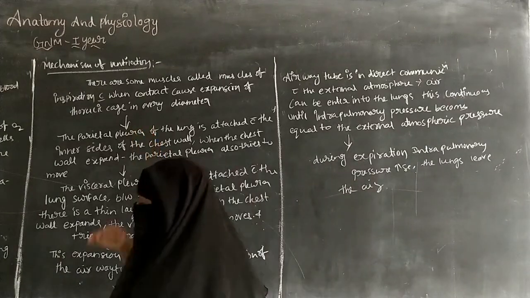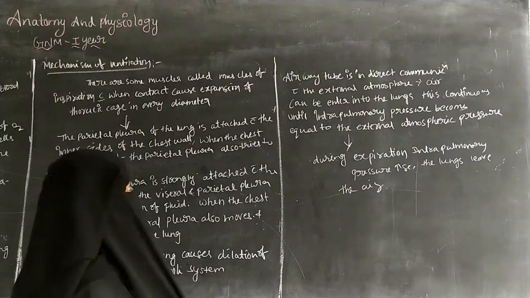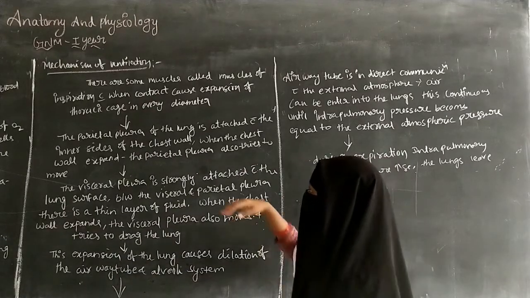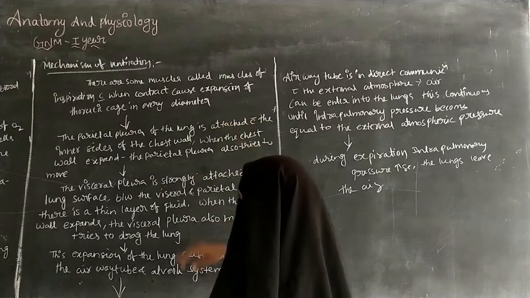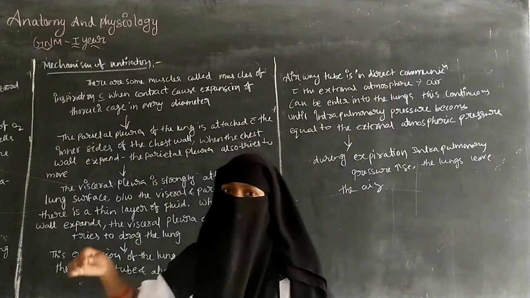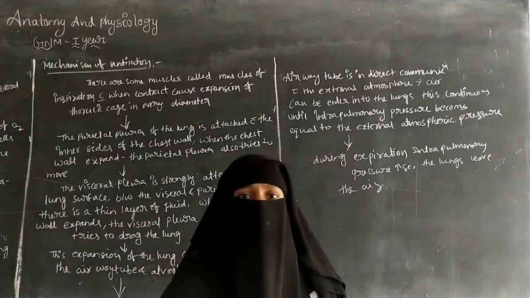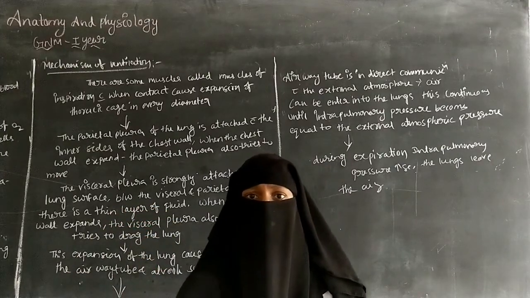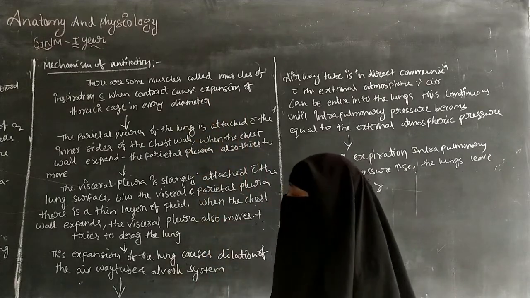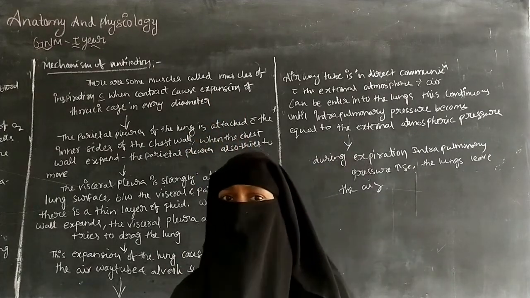Some muscles are involved in inspiration. They contract, and because of the contraction of these muscles there is an expansion of the thoracic cage in every diameter.